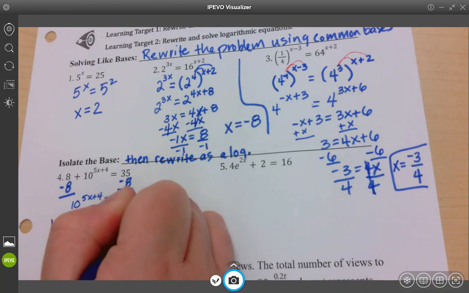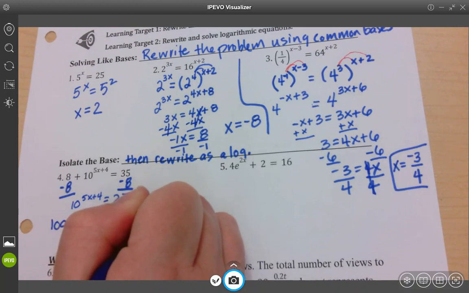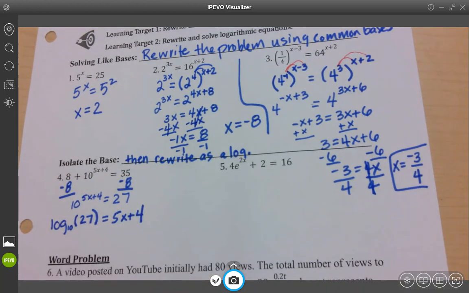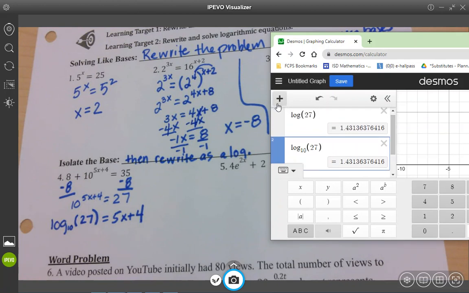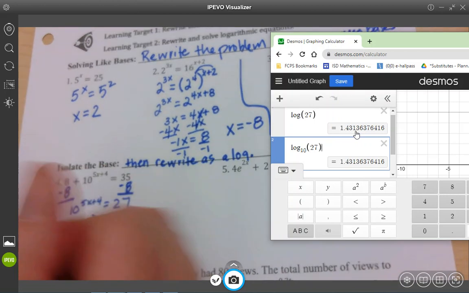equals 5x plus 4, and all of a sudden we need Desmos. So please open up Desmos on a computer. And again, so right here I have log 27. Remember, log by itself means log base 10. It gives me exactly the same answer as if I wrote log base 10 27. We're going to round to 3 decimal places because that's what we're going to do in our project. So we're going to just practice the 3 decimal places right now. So I'm going to substitute 1.431 for my log base 10.